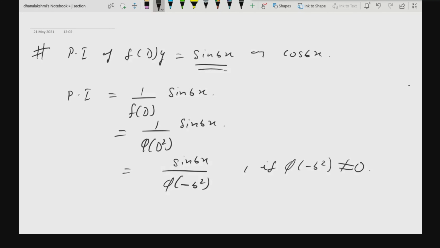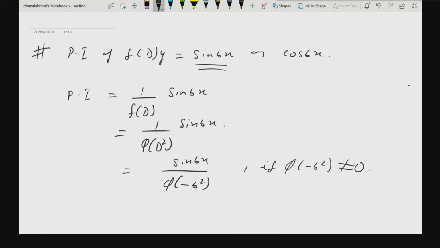Instead of D square you have to replace it with minus b square. It's the same as what you have done for the previous case. When it is e to the power ax by f of D, what you have done, D you have replaced with a, is it or not? And if f of a is not equal to 0, then the particular integral is given by e to the power ax by f of a itself. And if it is equal to 0, then we have some other formula. So in the same logic we'll apply here.